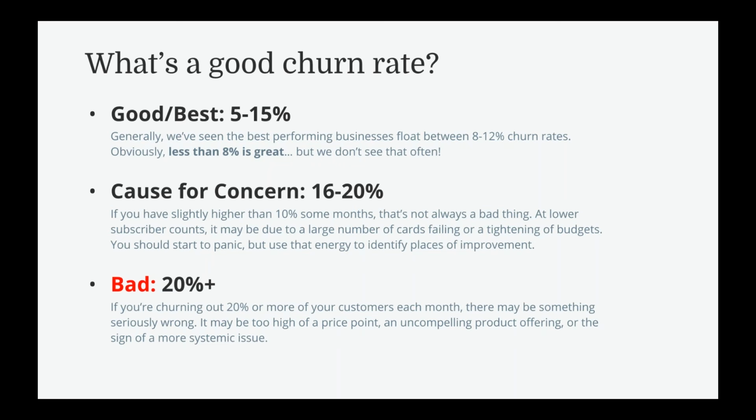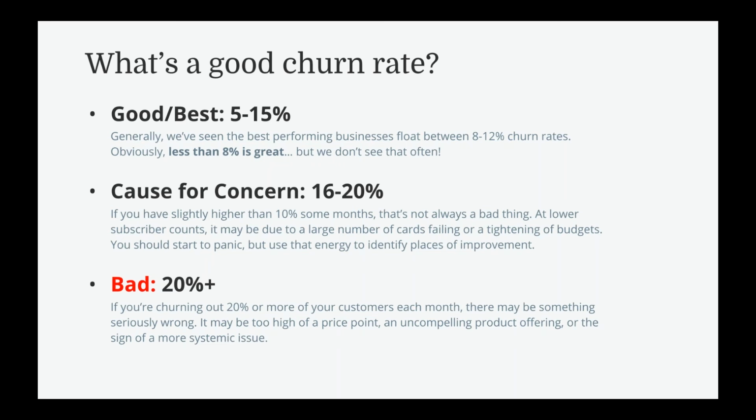If you have higher than 10% some months, it's not always a bad thing. It can be due to the season. It could be due to one product that just didn't come through very well for you. It could be due to a bunch of cards failing. Like when they put the chips in all credit cards, churn went up for all subscription businesses. I'm certain of it. But if it's an occasional thing, it's not something you should freak out about, but you should definitely keep your ear to the ground.